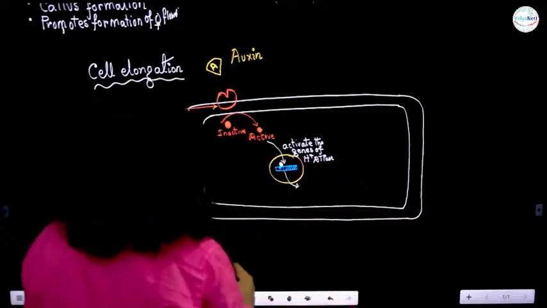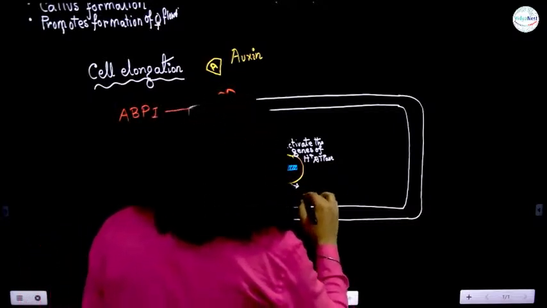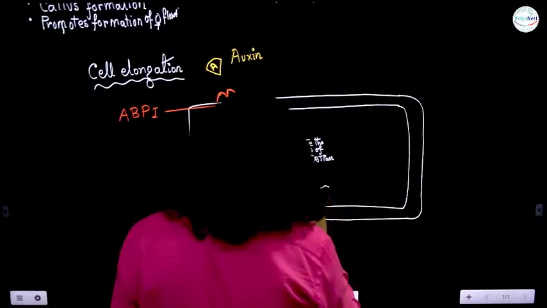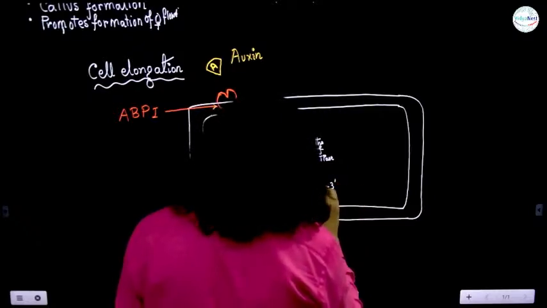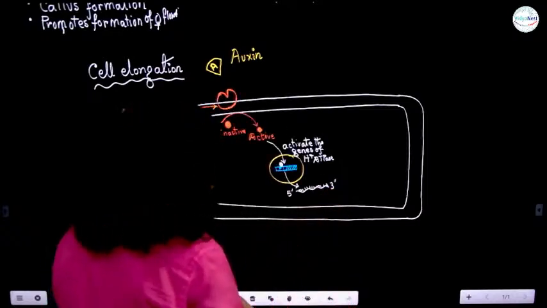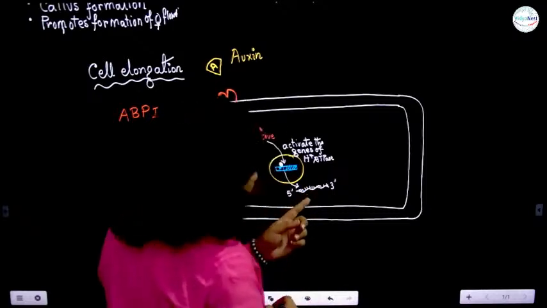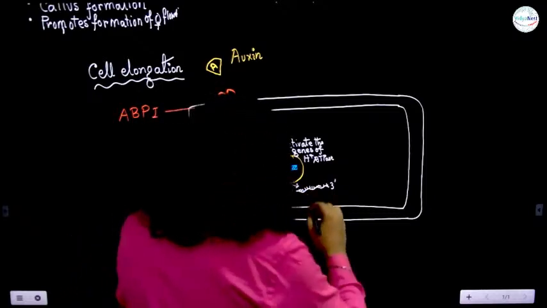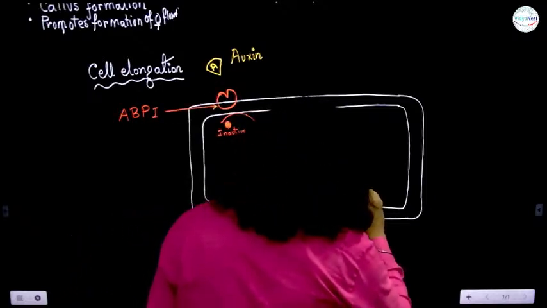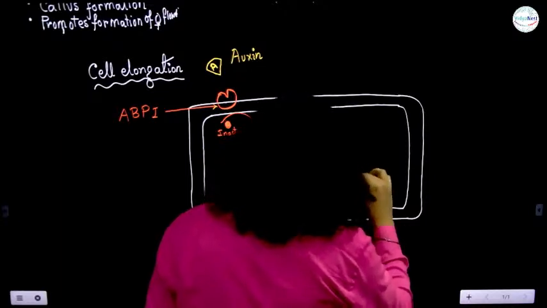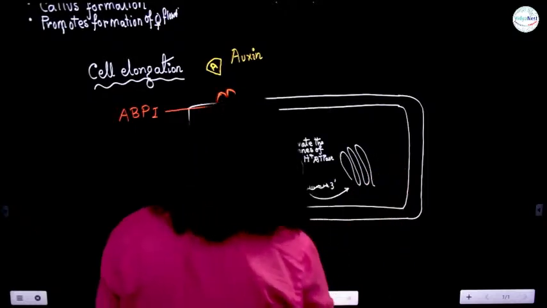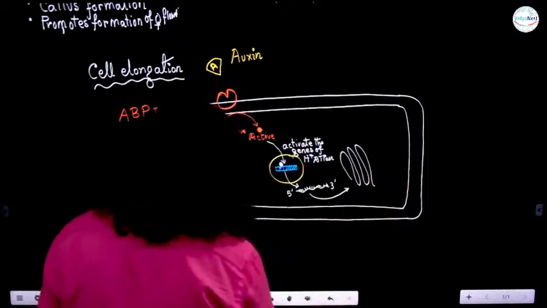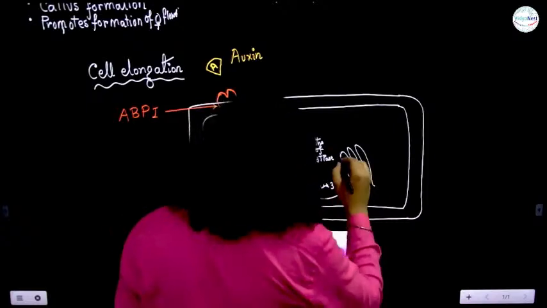So after translation, the mRNA which is formed is the messenger RNA for H plus ATPase, and from here there is the endoplasmic reticulum on which the proteins are synthesized on the ribosome.